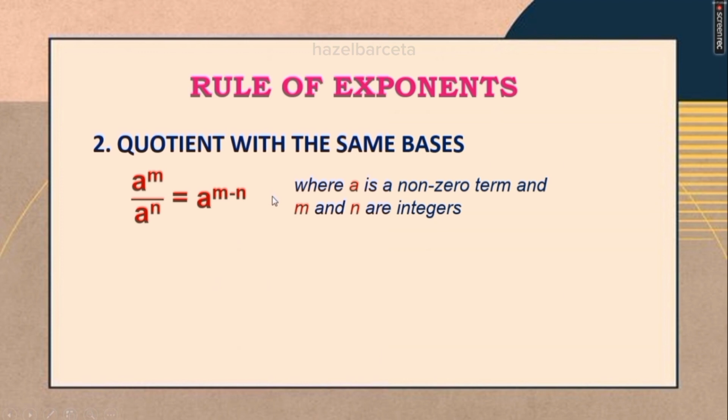And where A is a non-zero term and M and N are integers. So, example, we have 3 raised to 9 over 3 raised to 6. So, same na 3 ang ating base. Ima-minus natin yung taas, 9, minus baba, 6, which is equal to 3 cubed. Which is equal to 3 times 3 is equal to 9 times 3 is equal to 27.